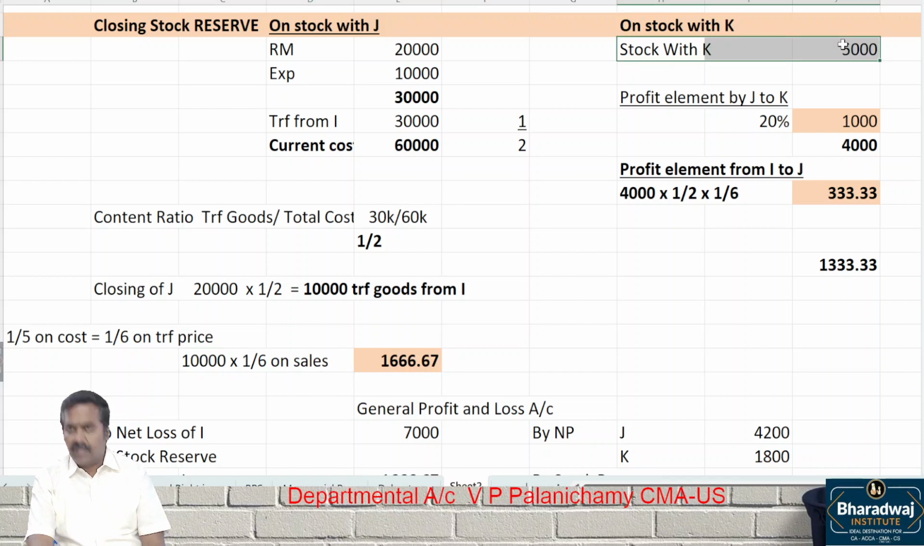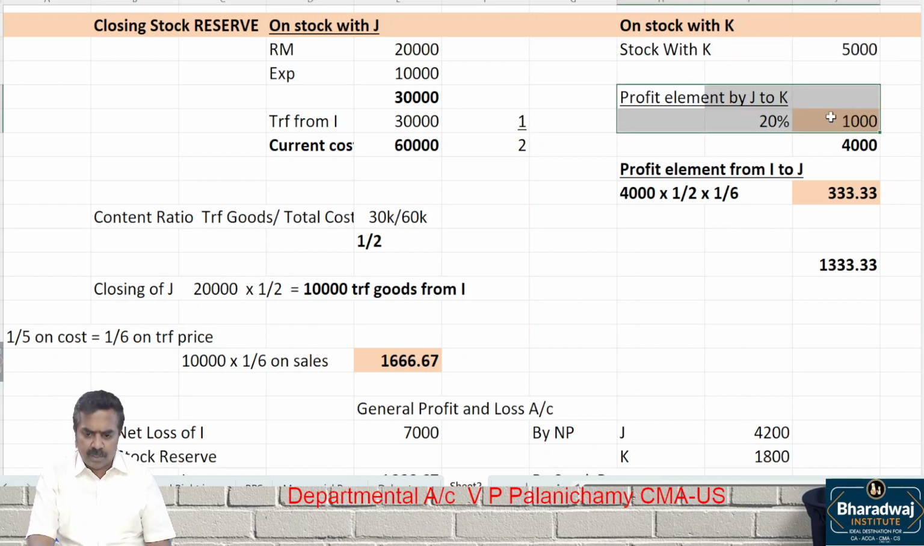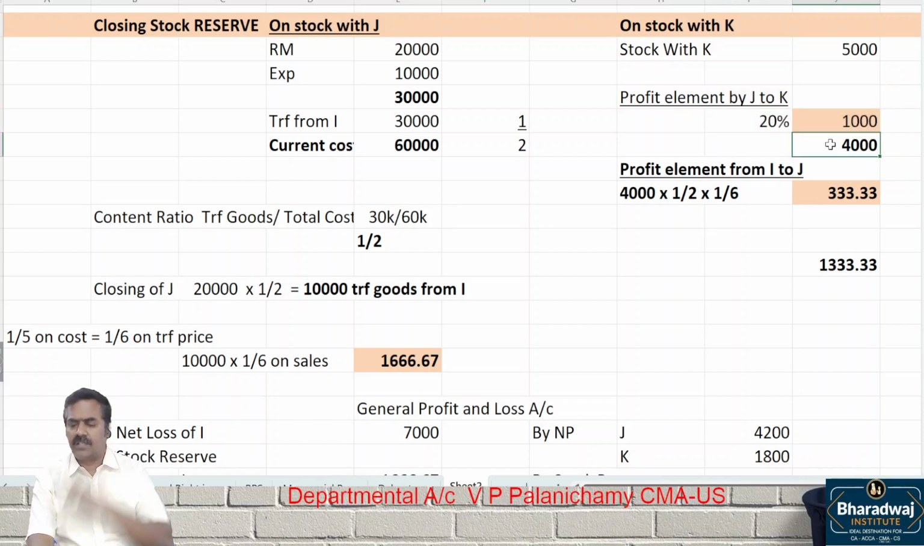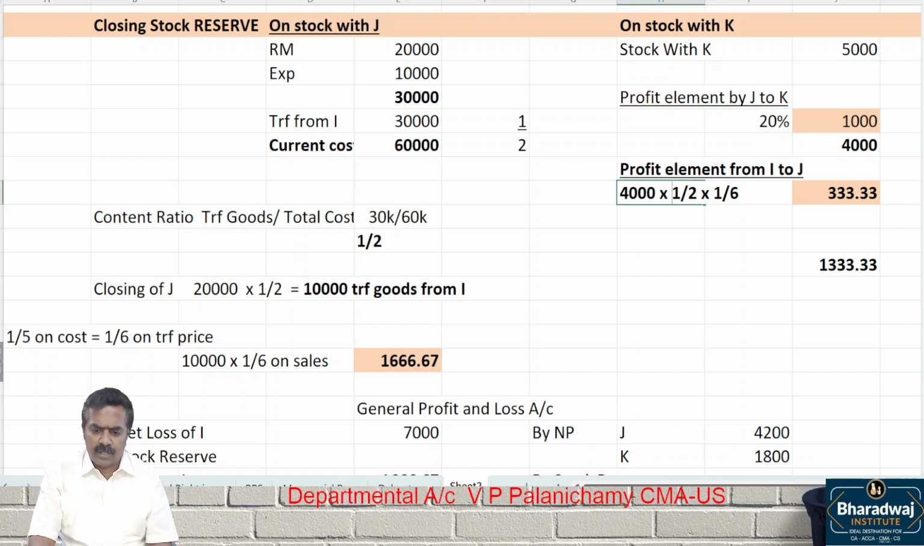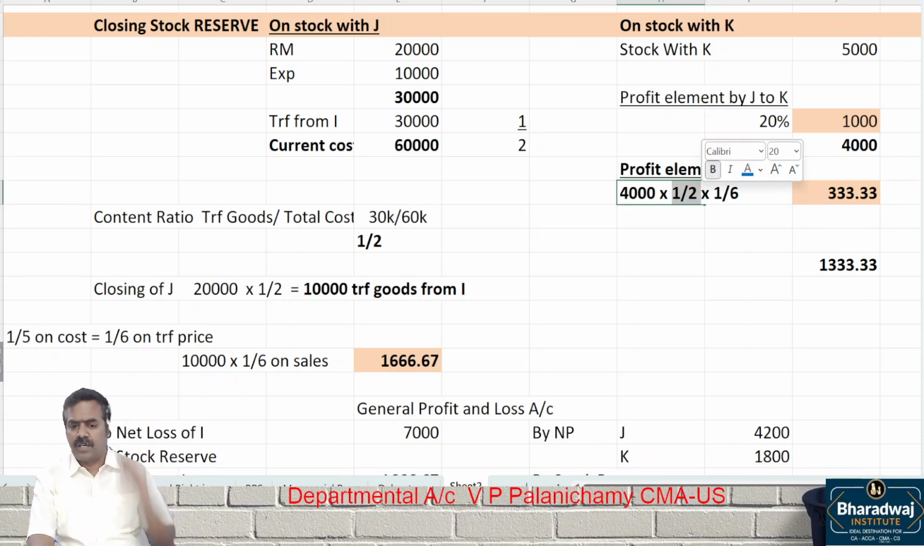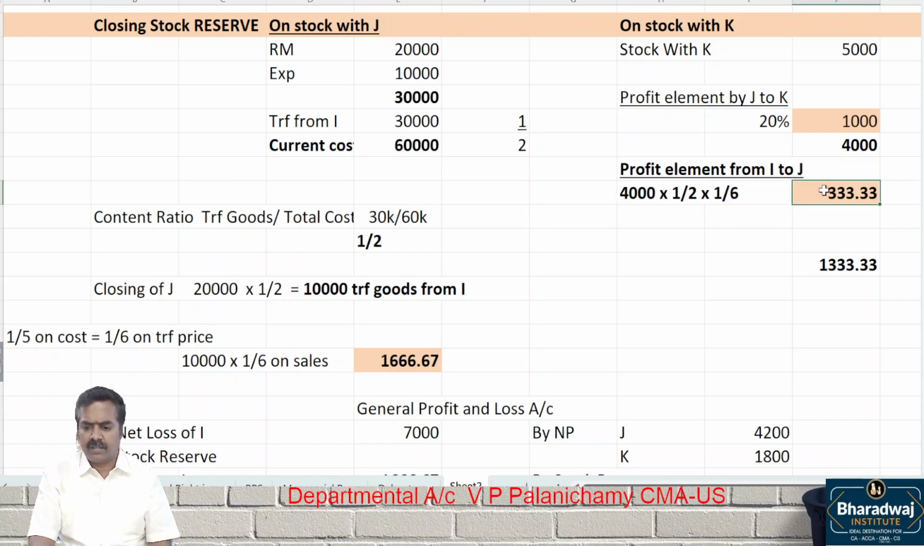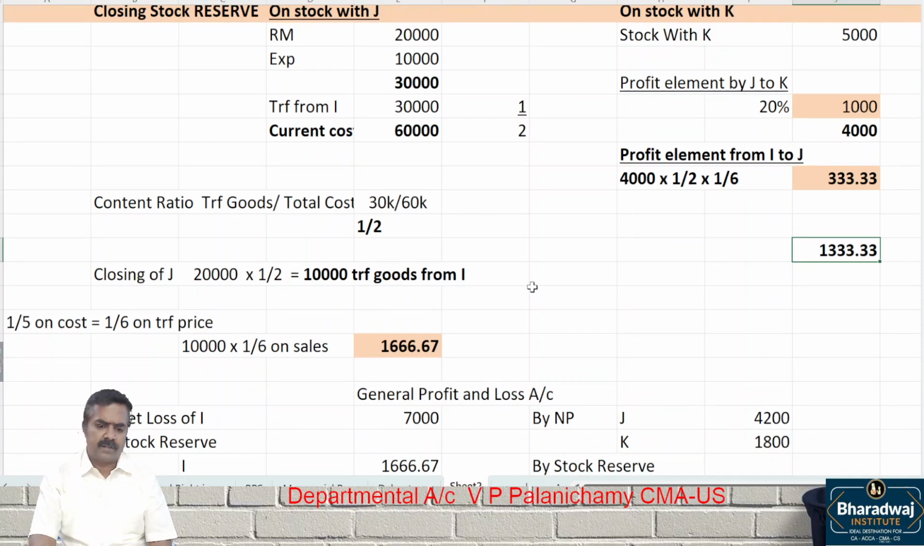Stock with K includes two profit elements. How two profit elements? J to K is 20% on sales. Content is 4,000. That is the cost content of J, 4,000. Half of it is the cost that belongs to I. 1 by 6 loaded is 333.33. So the total profit loaded is how much? 1,333.33. Take this up.